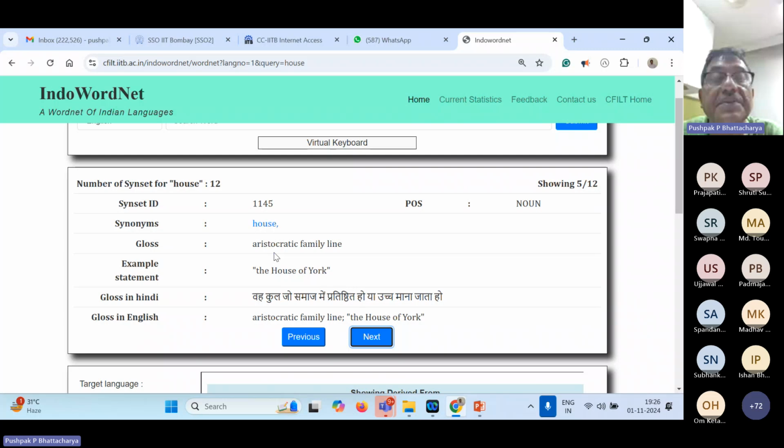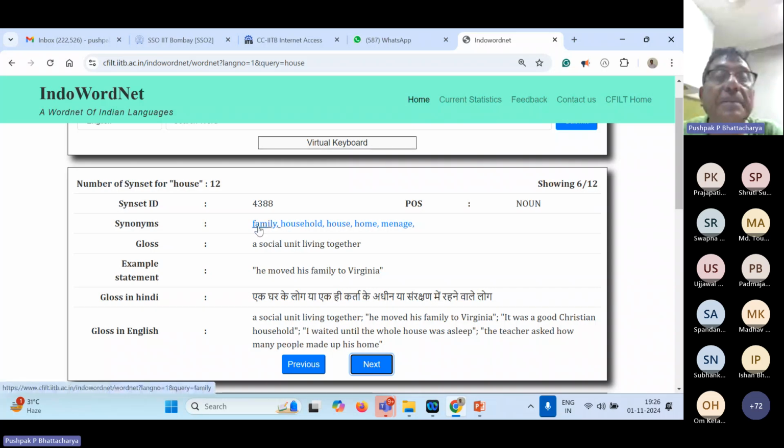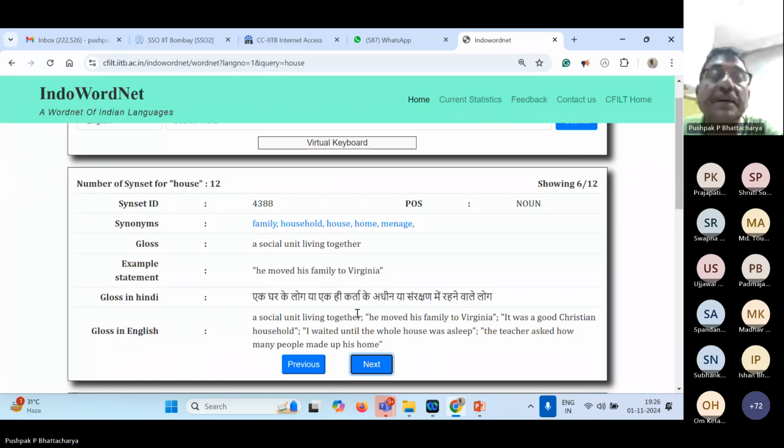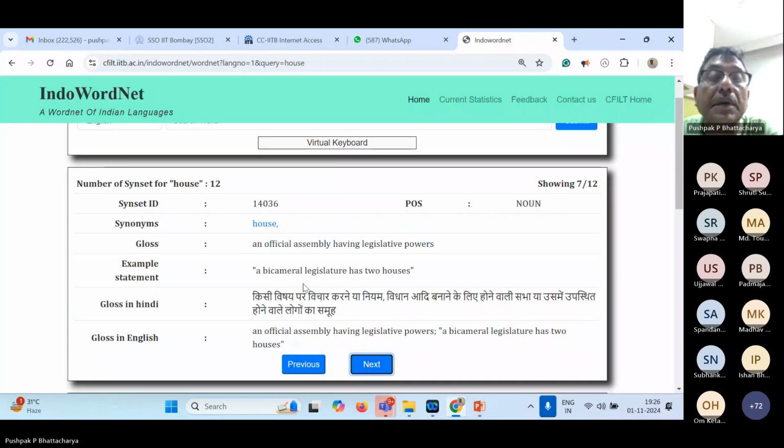House can also mean an aristocratic family line, the House of York. House can mean a family, a social unit living together. He moved his family to Virginia. An official assembly having legislative power. So a bicameral legislature has two houses, House of Lords, House of Commons in England. And we also have Lok Sabha, Rajya Sabha. House.